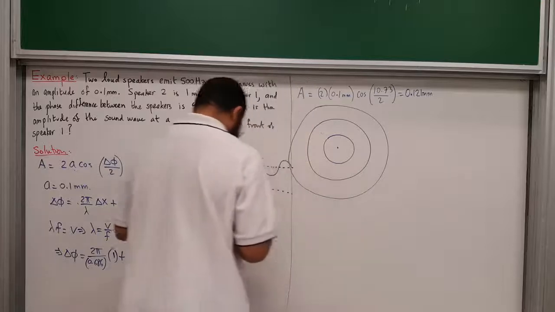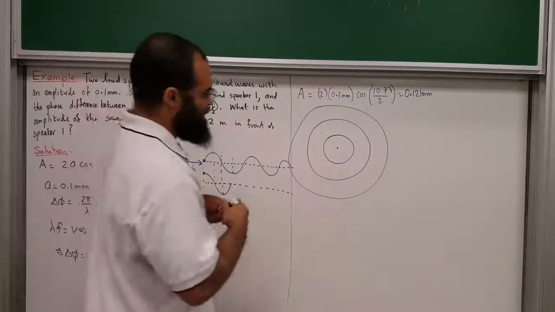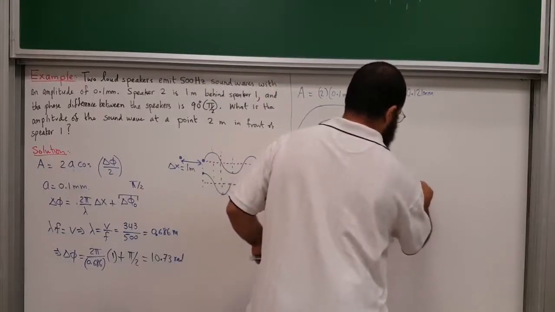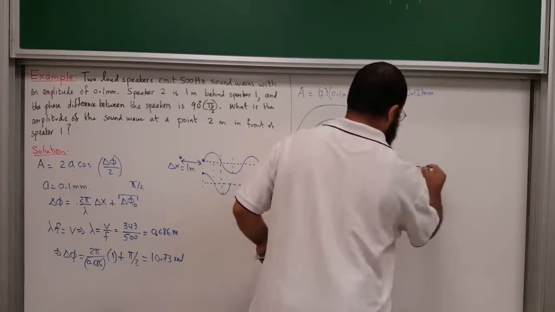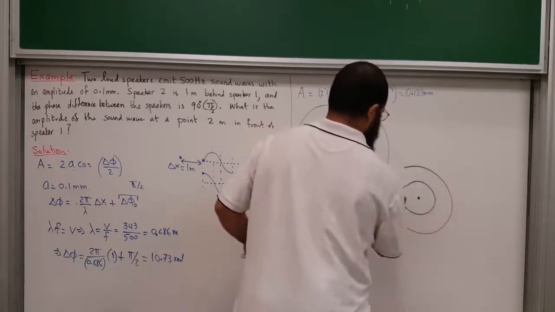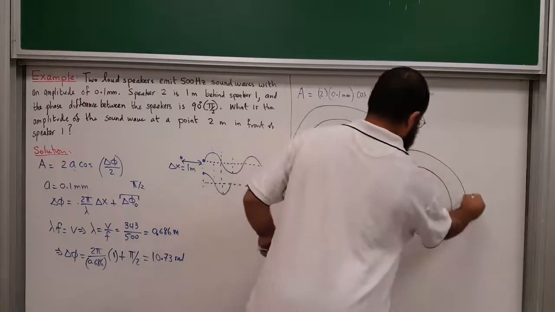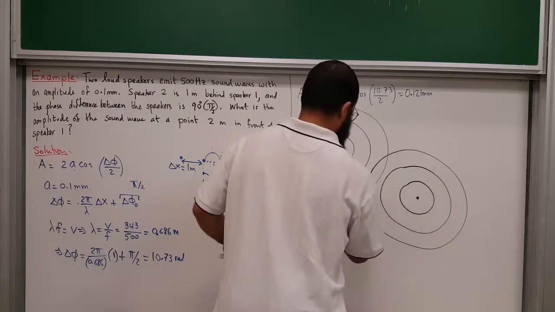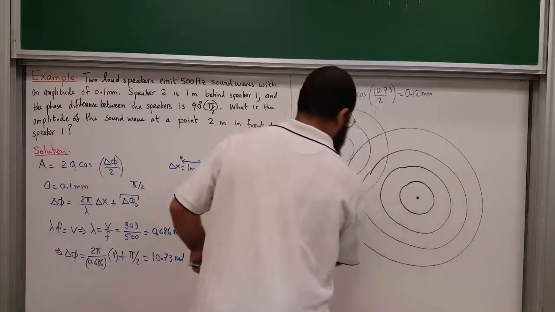Here is another source, and maybe it is in a different color. So here is a crest. Here is a crest. Here is a crest. Here is another crest. In the book they have it nicer than mine.